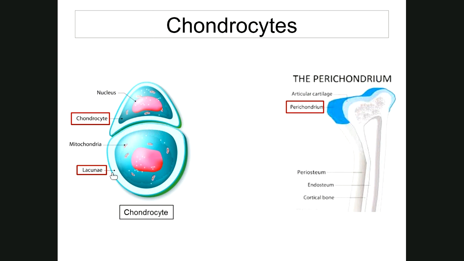Now, perichondrium, that's the next blank: a dense connective tissue covering of the cartilage. It's on the surface of the cartilage.